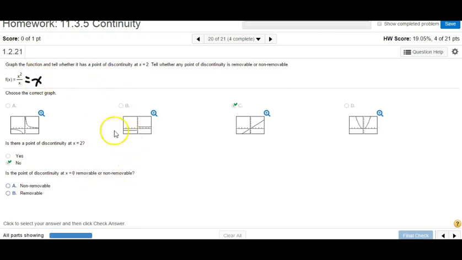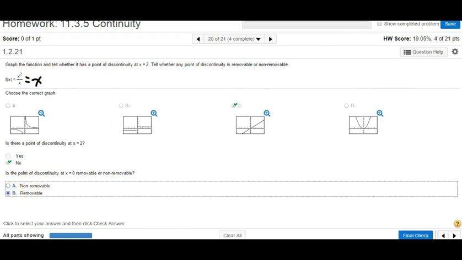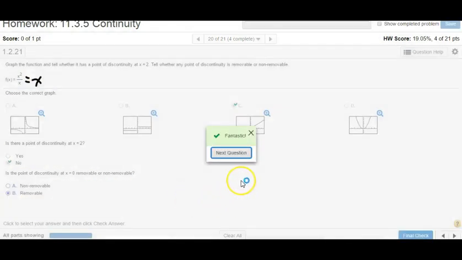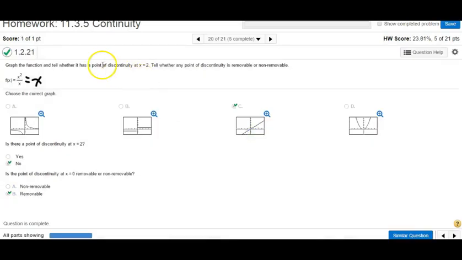If it was non-removable, then there wouldn't be a way for me to cancel out that denominator that causes a problem. So in this case, since it can be canceled out and then you can plug in, it's a removable discontinuity. And that hopefully will be enough to get you guys through the assignment.